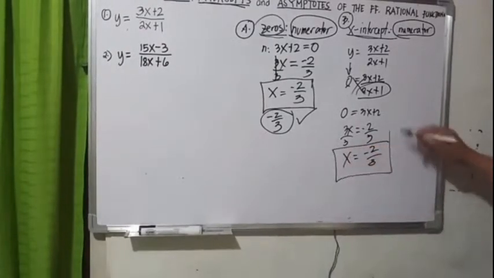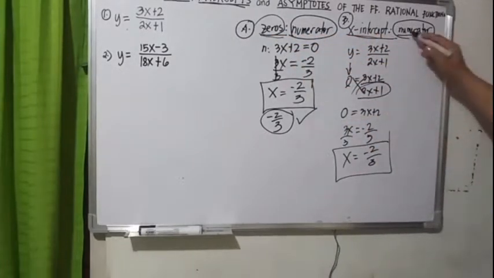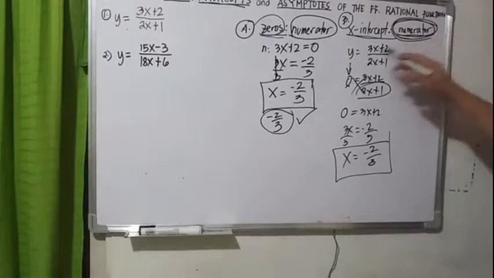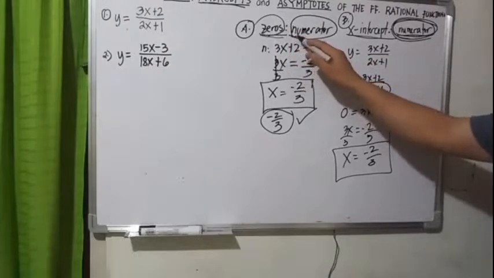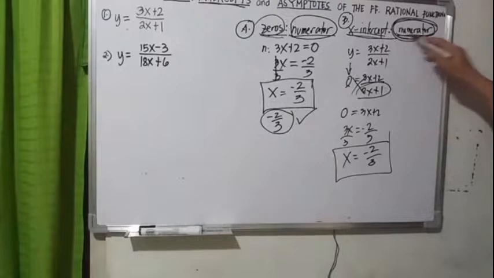So the same pa rin yung sagot natin sa zeros and x-intercept kasi naka-base tayo sa numerator. Tandaan yan. Ang 0, naka-base tayo sa numerator. Ang x-intercept, naka-base pa rin tayo sa numerator.